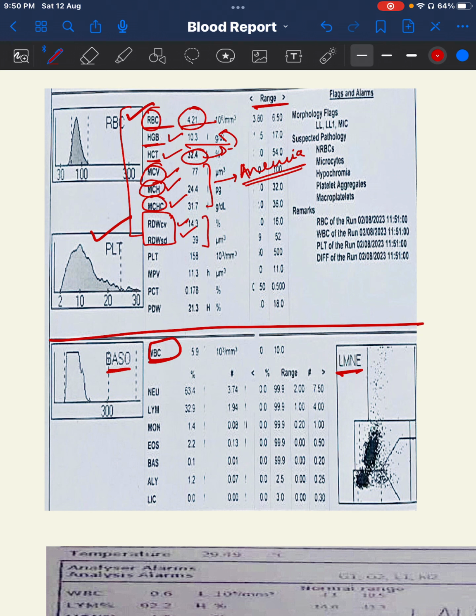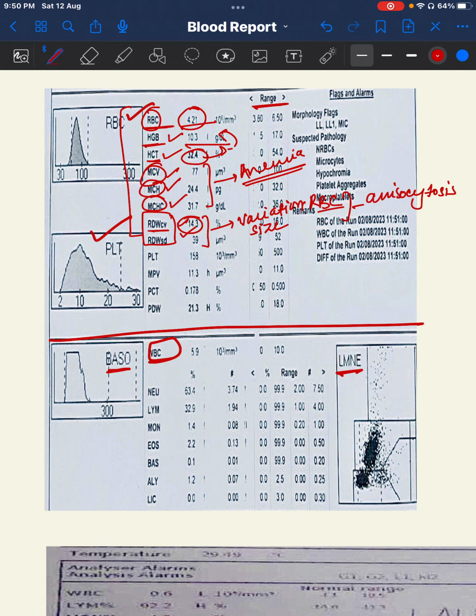Then RDW, CV, and SD. Our interest is in the CV parameter because it tells the percentage of the variation in the RBC size. So I need to know what degree of anisocytosis, like the variation in the RBC size, whether my RBCs are predominantly normocytic, whether they are microcytic with normocytic, or macrocytic with microcytic, whatever the picture is. So whether it has got some fragmented RBCs.